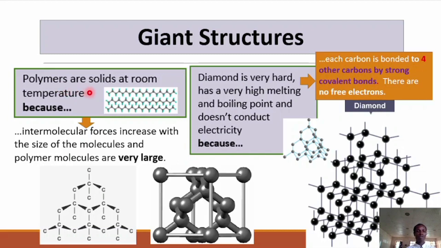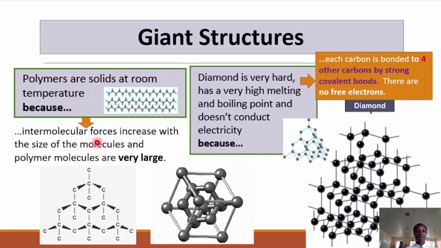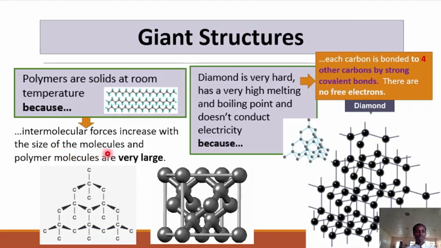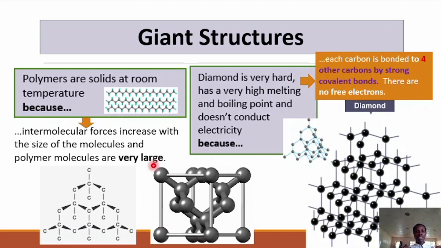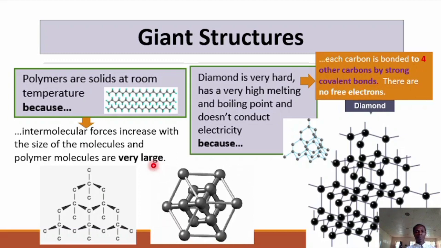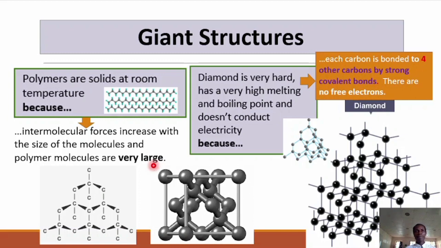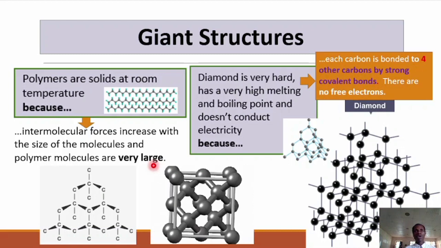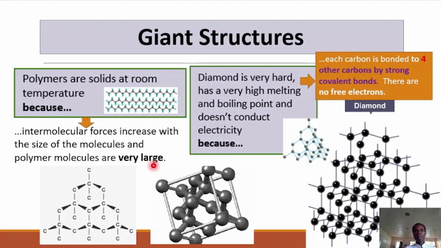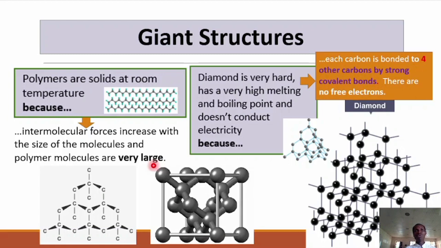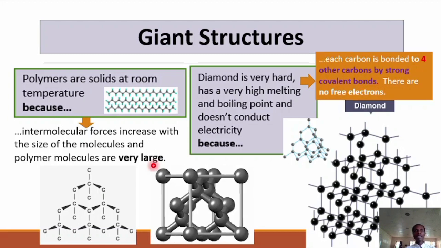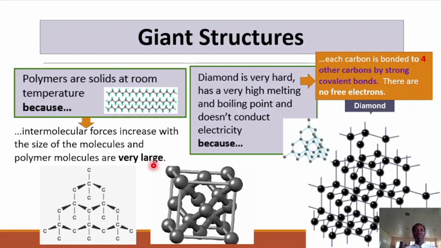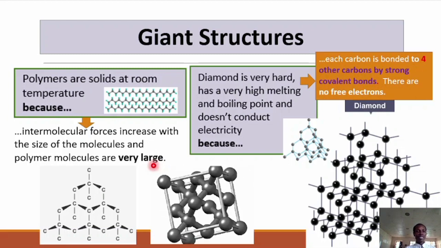Now, let's talk about polymers. Polymers are solid at room temperature because intermolecular forces increase with the size of the molecules, and polymer molecules are very large. Polymers are usually solid at room temperature. Okay? Polymers are formed by a process known as polymerization, where small monomers, that is small molecules now, come together to form a larger molecule. We call it what? Polymerization. And the larger molecule they form is known as what? Polymer.